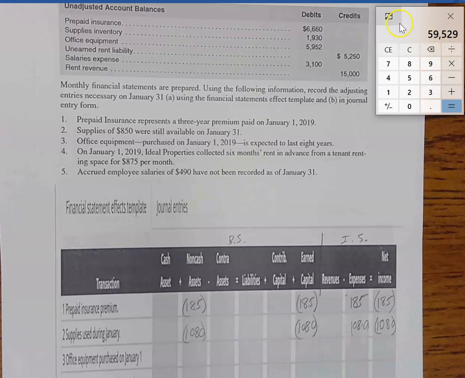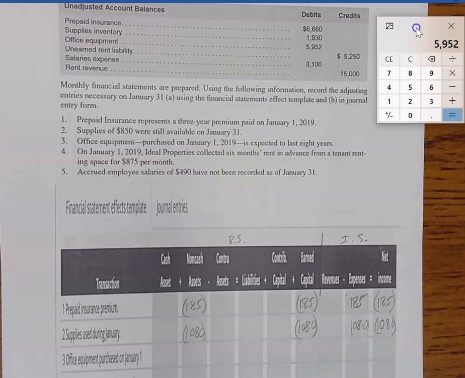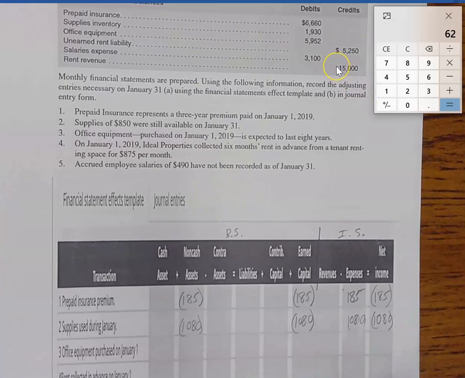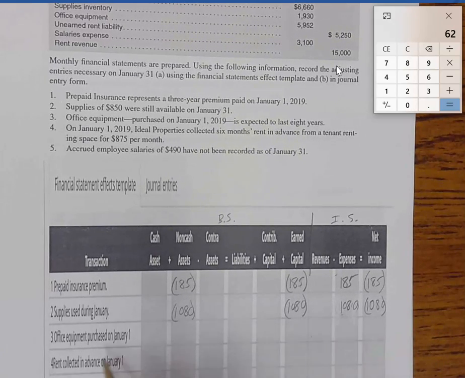Whoops, let's see here. I didn't mean to do that. So $5,952 divided by 96 months gives us an expense of $62 per month. All right, now we need to be careful here, because if you haven't read your chapter, this might be a little bit difficult for you. So office equipment purchased on January the 1st.